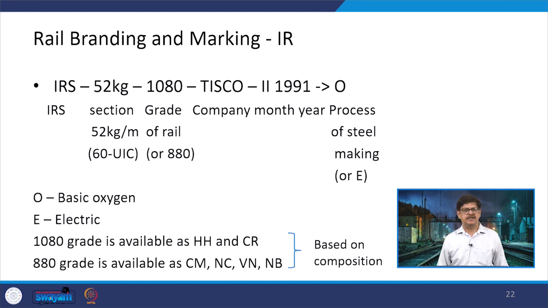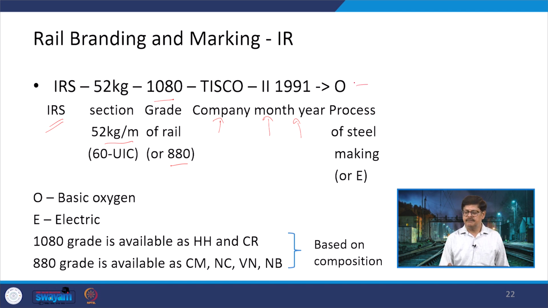So, we will look at just an example. There is a marking IRS 52 kg 1080 TISCO 2 1991 and then O. What does that mean? This is an Indian Railway Standard section. The section is 52 kg per meter. It could have been 960 UIC. The grade of the steel is 1080. The other grade could have been 880. There is the name of the company, TISCO. It could have been SAIL also, in which case it will be written as SAIL. Then the month in which it was manufactured, the year in which it was manufactured, and the process of steel making.